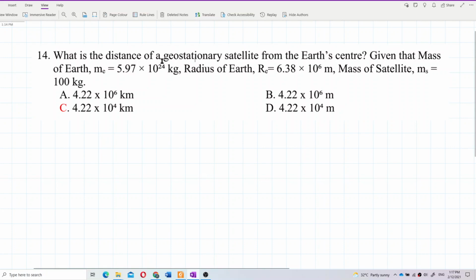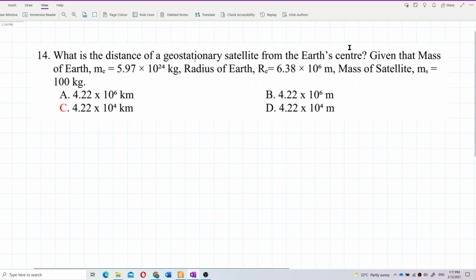Okay, what is the distance of a geostationary satellite from the Earth's surface, given the mass of Earth, radius of Earth, mass of satellite? What's the distance of the satellite from the Earth's center? It didn't give me any information. Give us the mass, the radius, mass of satellite. That's it.